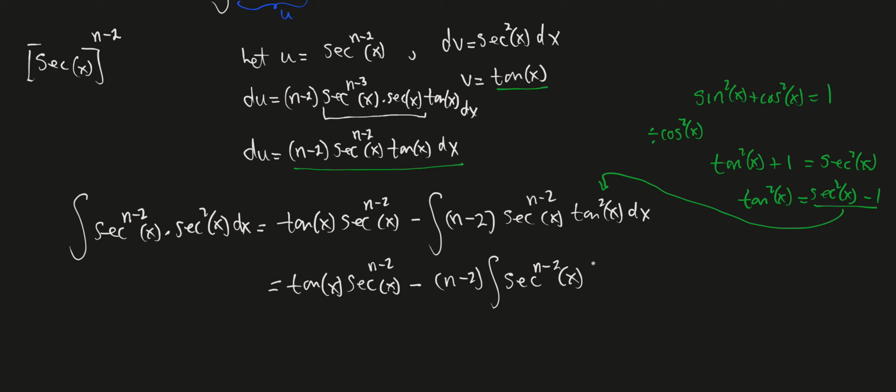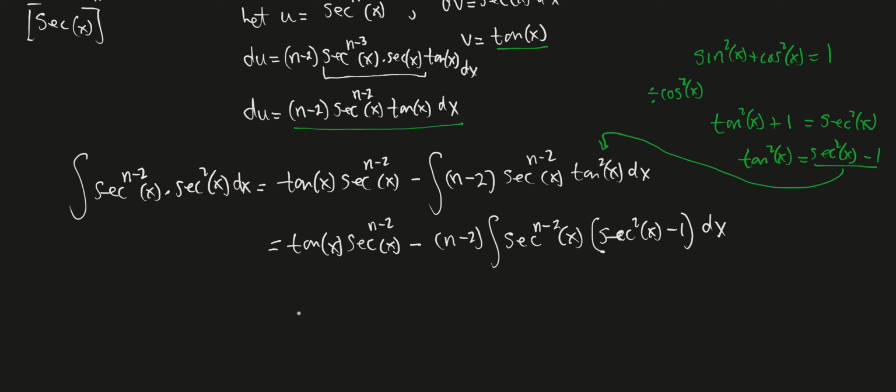So now I'm going to replace tangent squared x with this quantity. I have secant squared x minus 1, and then times dx. Okay, so again, what we're trying to do is to keep all the integrals solely in terms of powers of secant, right? That's the easiest way to get to this special formula. We have a little bit of work to do, but we're getting closer.